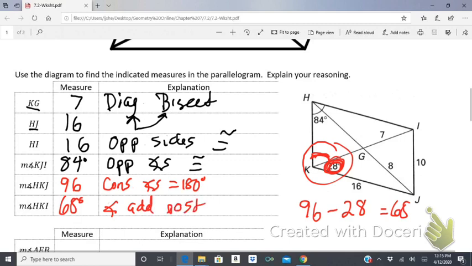So this is the angle addition postulate. Okay? So that takes us care of that example. The next example is also on there.